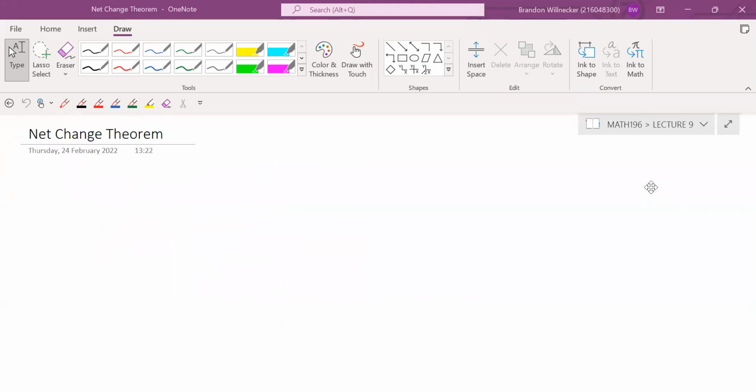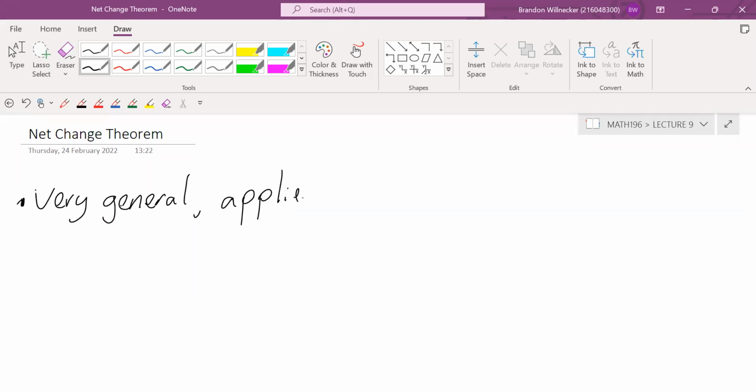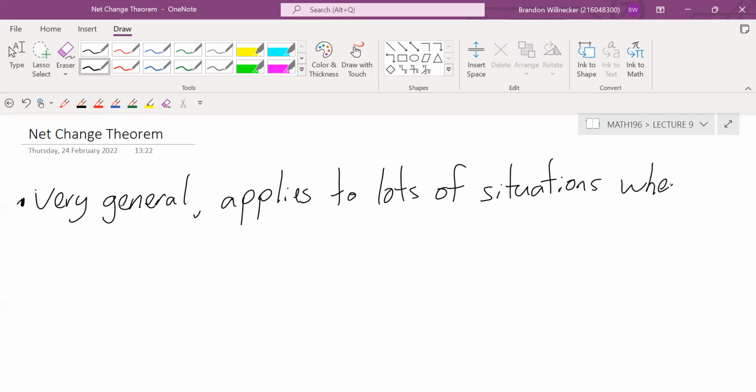Okay, so the first thing is that the net change theorem is very general. In other words, it applies to lots of situations where things are changing. Okay, and just a couple of examples.